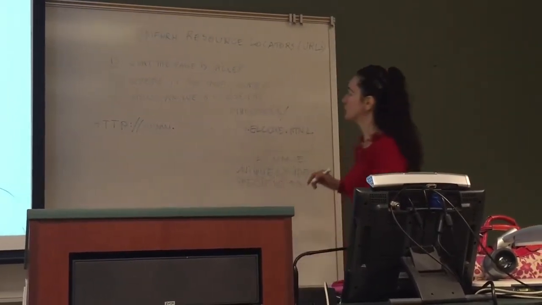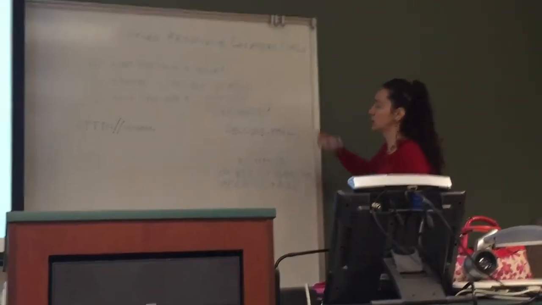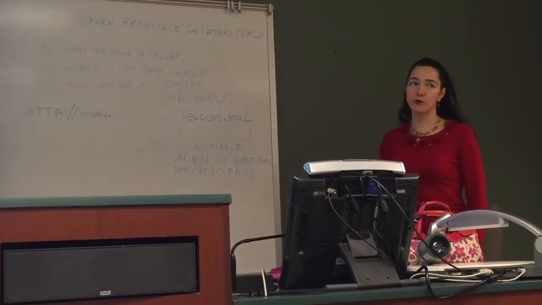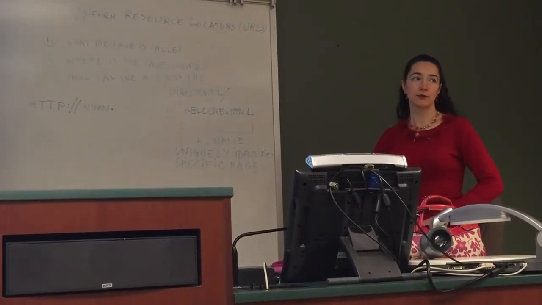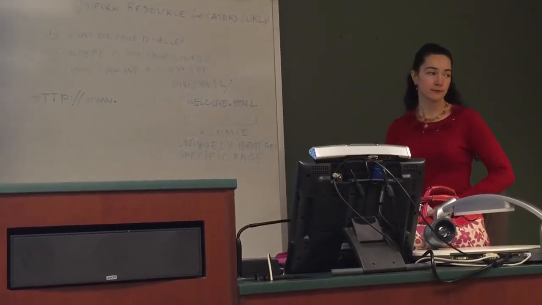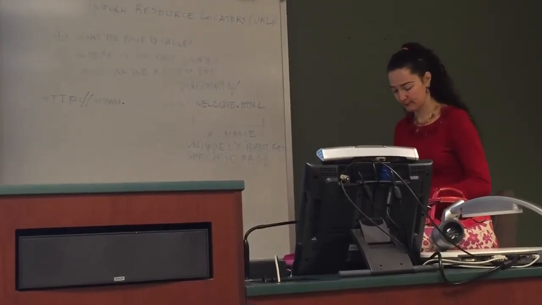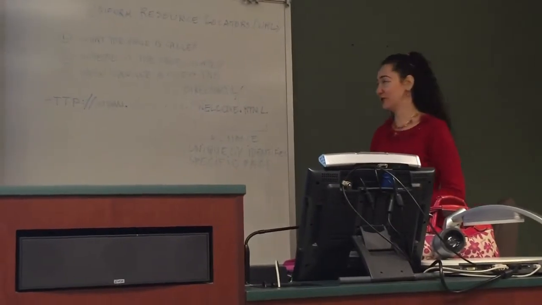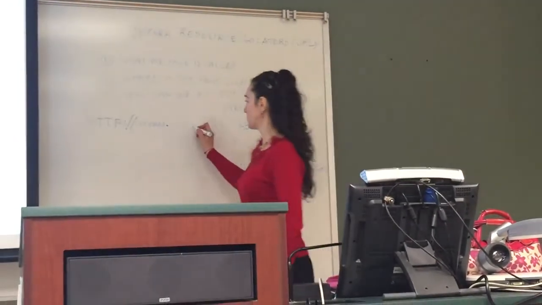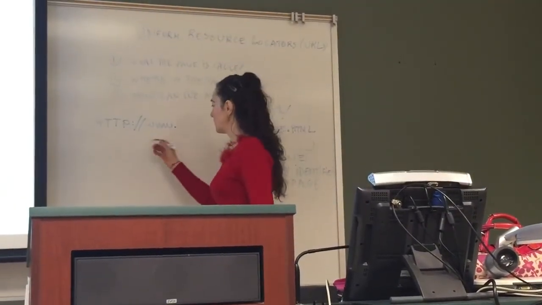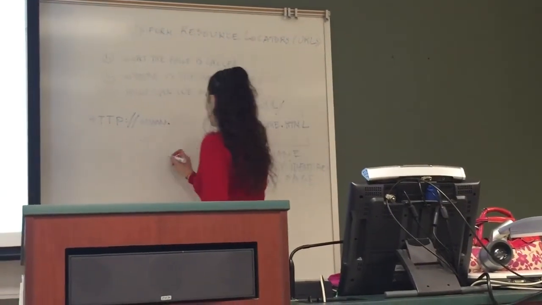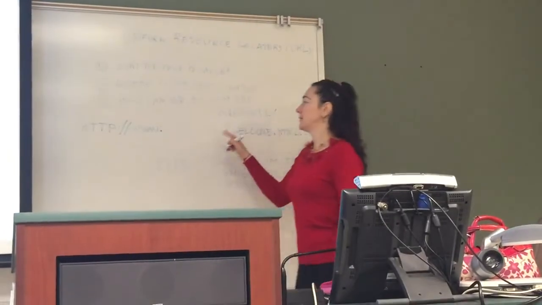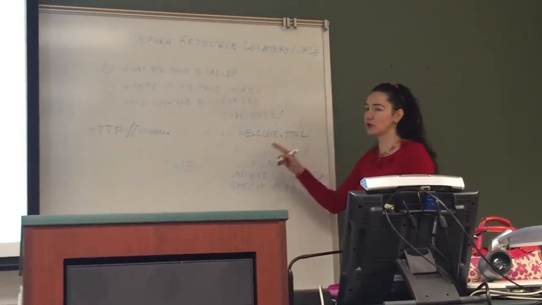Which part answers where is the page located? Which part of the URL answers this question? So it's www.computerscience.some university in the Netherlands. This is what? This is the domain name system name of the server.